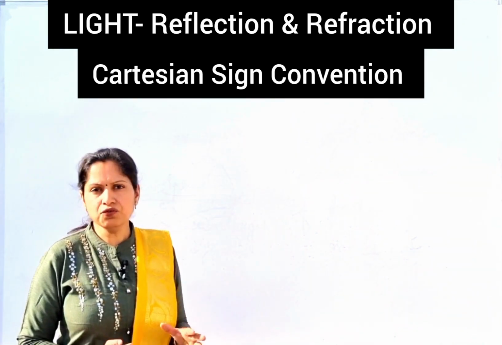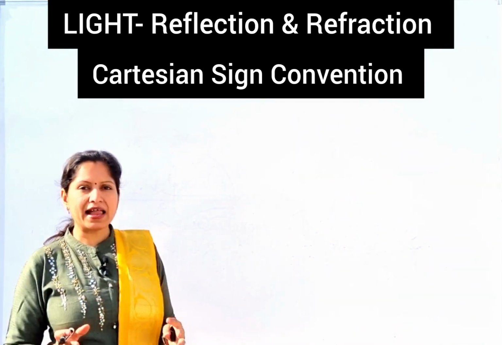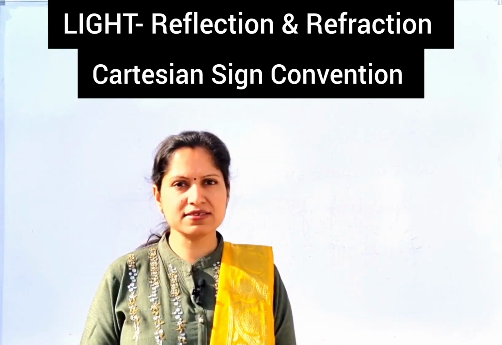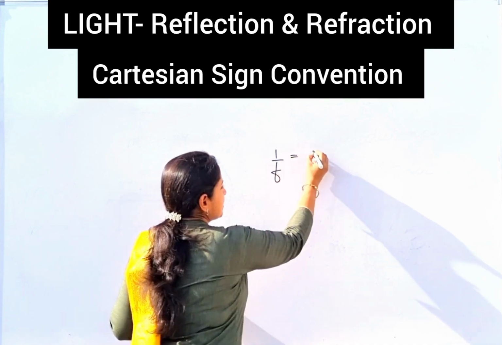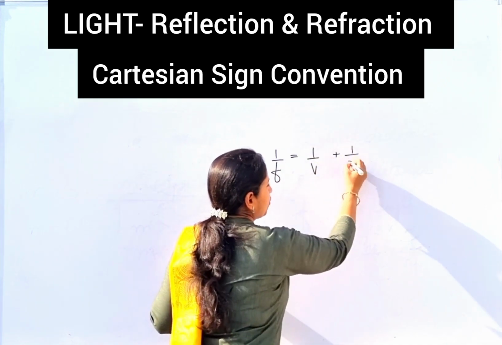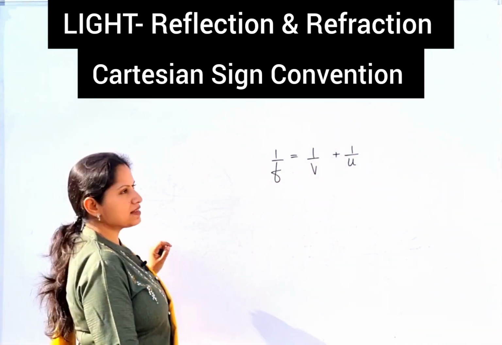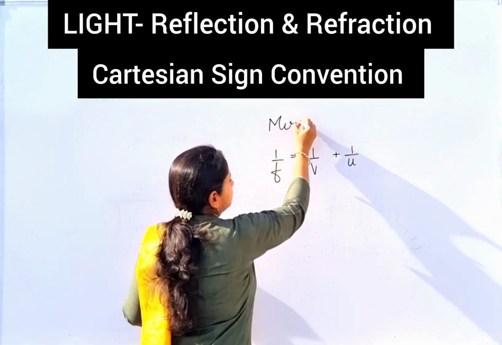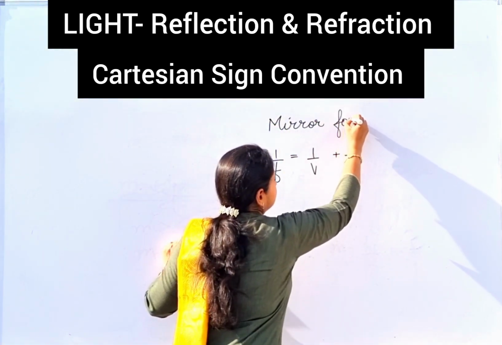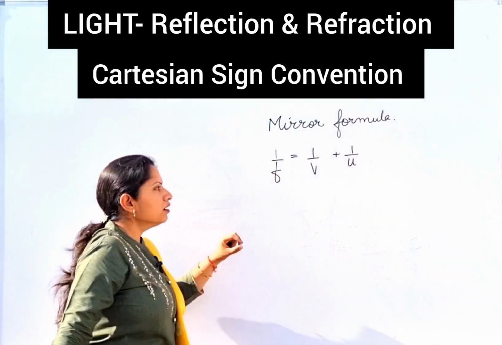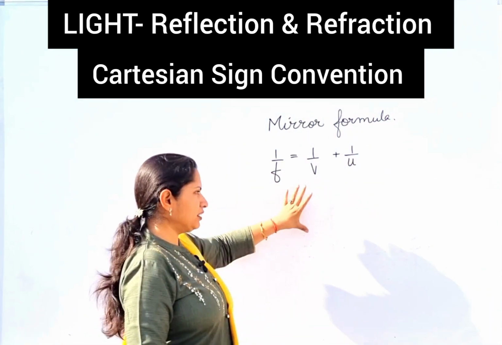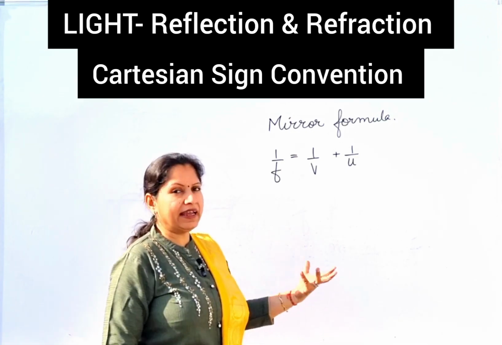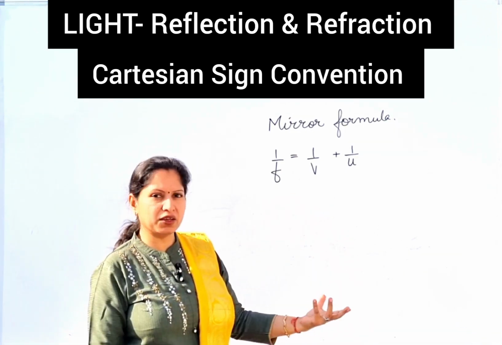So first, the formula. The formula to calculate the numericals related to light is 1 upon F is equal to 1 upon V plus 1 upon U. This formula is known as the mirror formula. What kind of numericals are asked? Out of the three things, you could be asked to calculate any one, and the rest two will be given in the question.